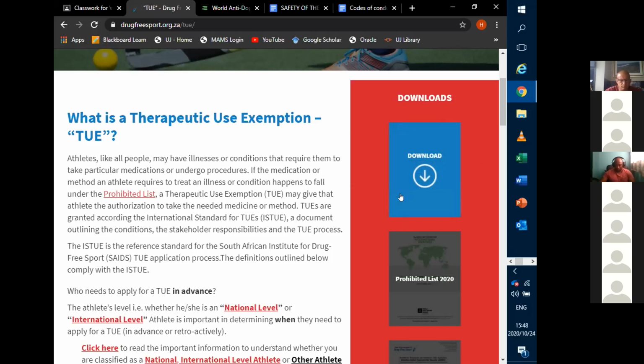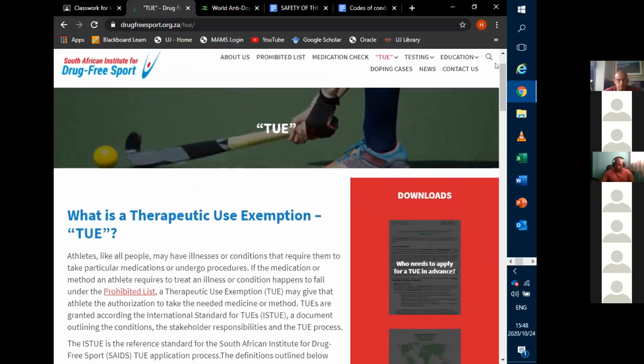You see here, why do you need to apply for a TUE in advance? It gives you all of the information here. So my suggestion is go and play around on the website, download the information. It's all there, and just spread the information around your club, with your athletes, with your fellow coaches, with your parents, with everybody, so that every single person in your club knows about anti-doping. It's not just for your senior athletes. Your juniors need to know about it as well.